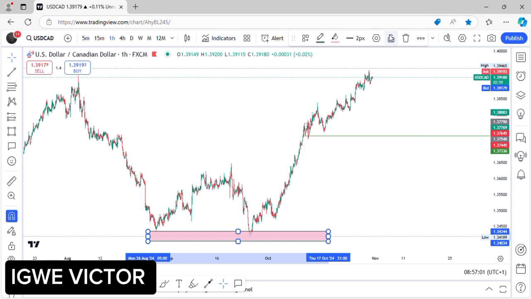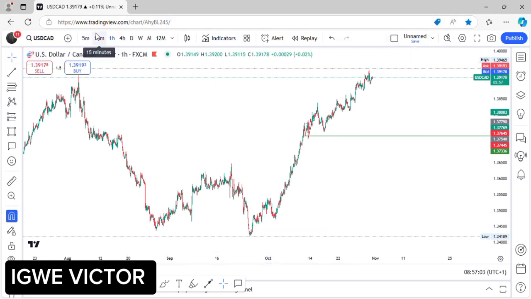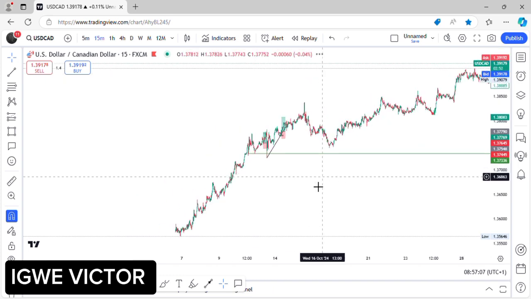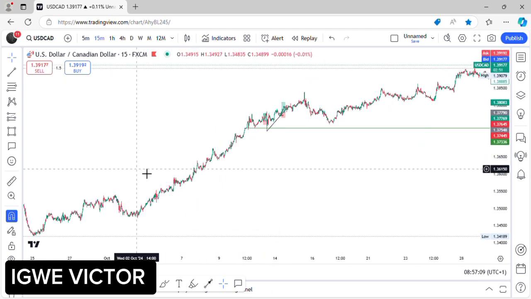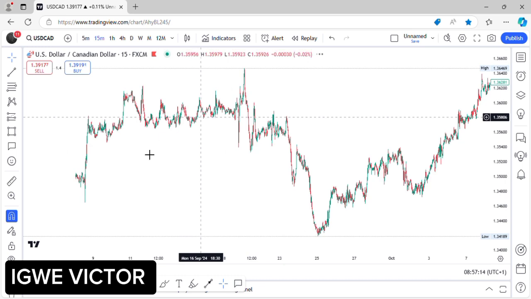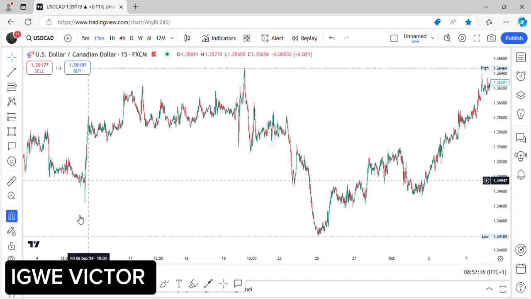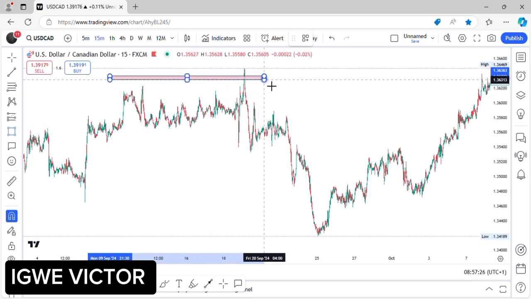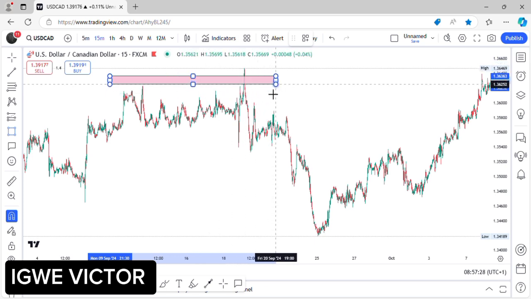This is from the 1 hour time frame. Let me go to the 15 minutes now, so you can see what I was talking about. There's a lot of noise at the 15-minute time frame, so it is preferable to plot all those things at the higher time frame, because it's more valid and likely to work, to spot it properly at the higher time frame.